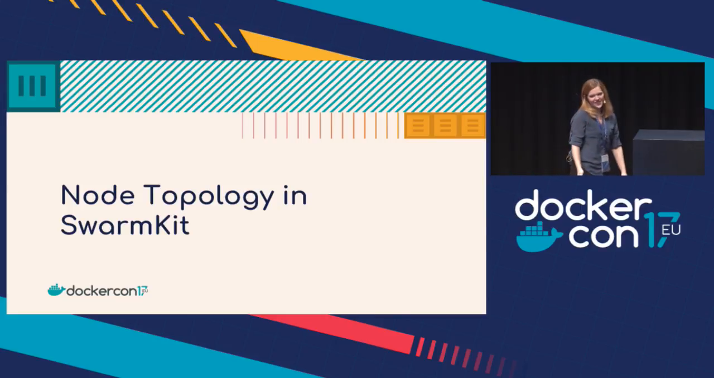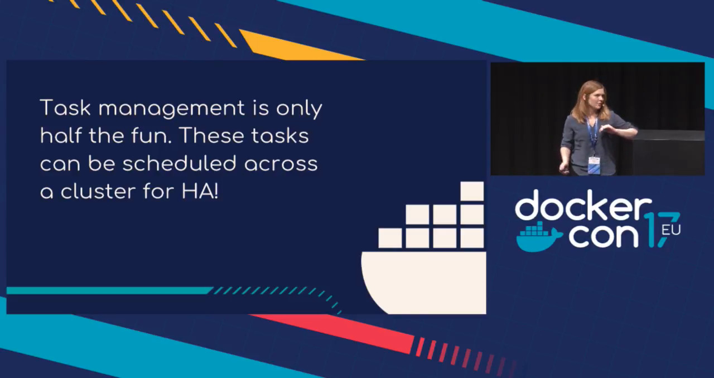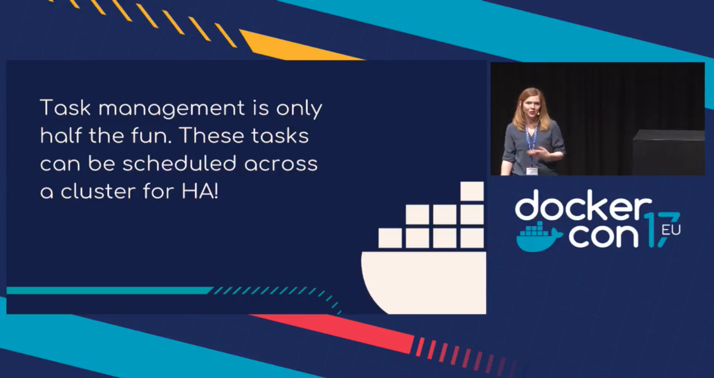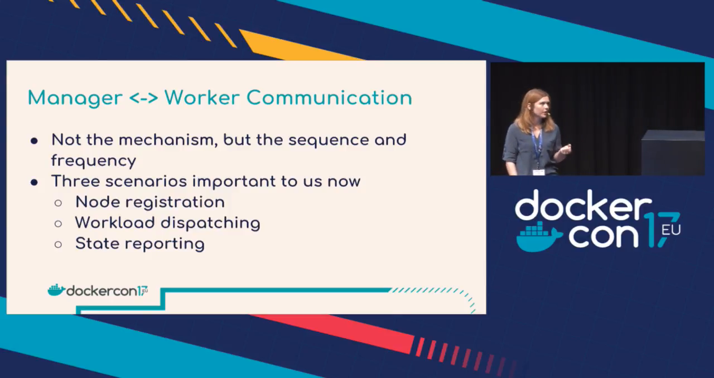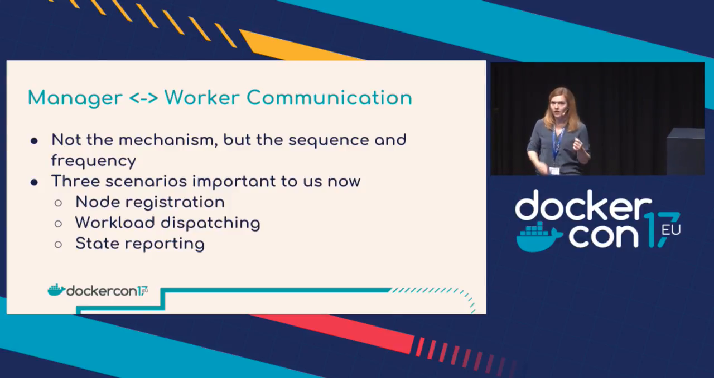So task management and the converging systems that Stephen just described are really only half the fun. The cool part of using an orchestration system is that these tasks can be scheduled and dispatched across a cluster for highly available applications. Of course, in order to enable this to happen, your cluster needs to communicate. There are a couple of different types of communication patterns that we need to have going on in our cluster in order for this converging orchestration system to work just as we expect.